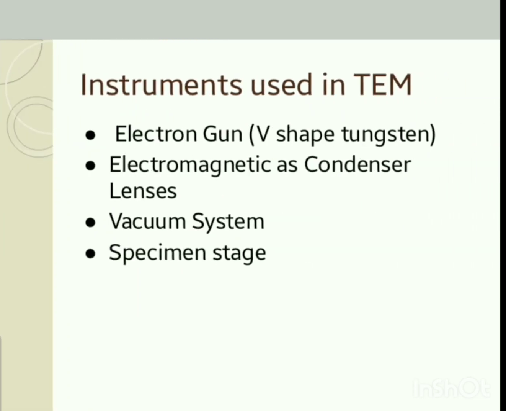So what are the instruments used in TEM? Let us understand. There are four main instruments which are used in TEM. First, we will keep the electron gun, which is a V shaped tungsten, and secondly we will put the electromagnetic condenser lens. Third, we will put the vacuum system. Fourth, we will put the specimen stage. Let us know how we will put this in a sequence.